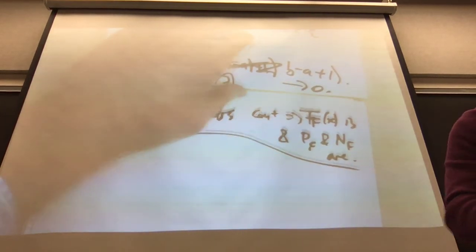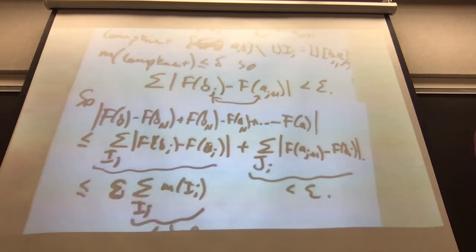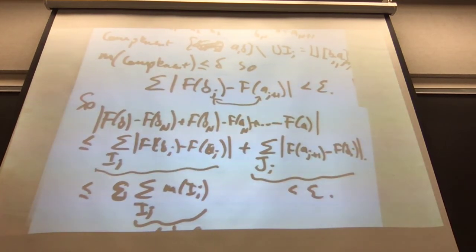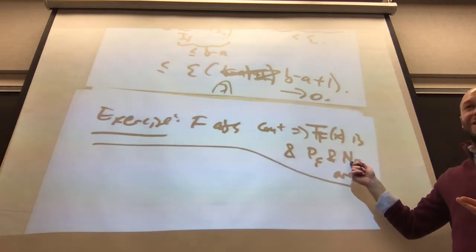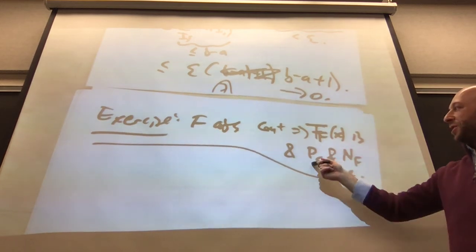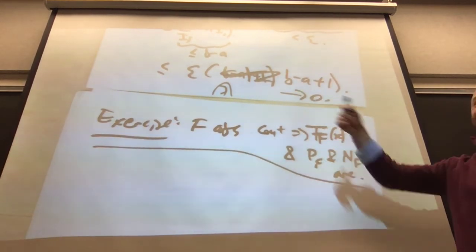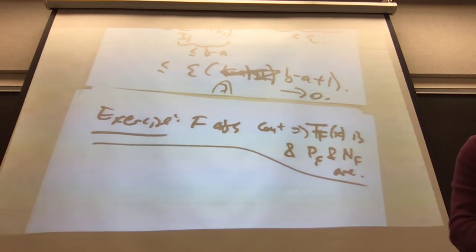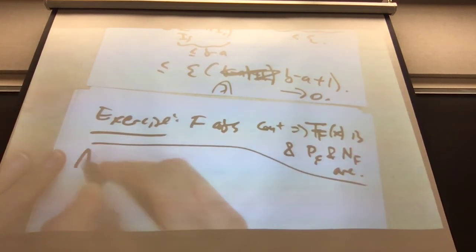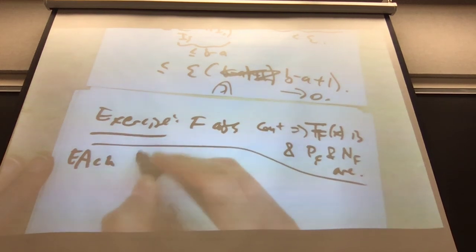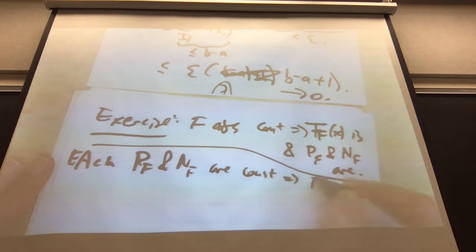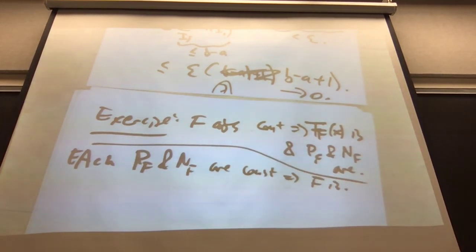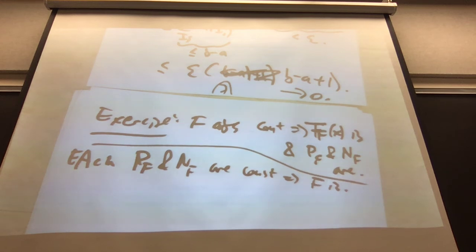Okay? So if you're not happy with what we just showed, that f of b minus f of a is 0, now take your absolutely continuous function and break it up into a positive minus a negative plus a constant. Each of these is absolutely continuous and increasing, and they don't change. That implies p_f and n_f are constant, which implies f is. Does knowing the total variation is absolutely continuous imply the other two are absolutely continuous? It's the same proof.